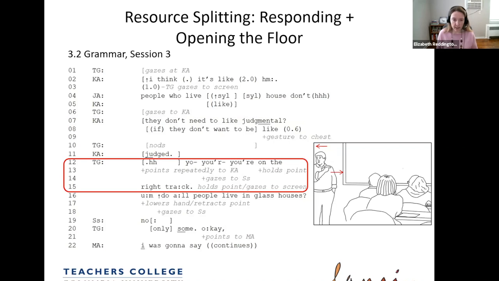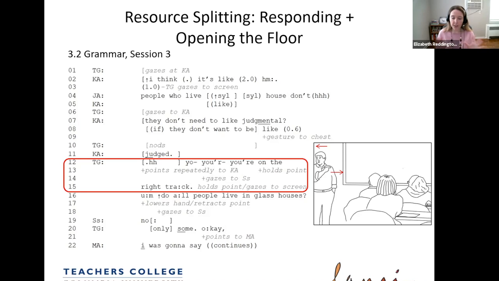So notice in lines 12 and 13 here, after Kara's pause and an overlap with her saying judged, the teacher takes an in-breath and begins pointing toward her. He continues with an evaluation, "You're on the right track," which casts her response in a positive light as close to correct, though not entirely adequate. Note, however, that as the teacher delivers this feedback and continues to point to Kara, he also shifts his gaze to the group, and we can see that in line 14.